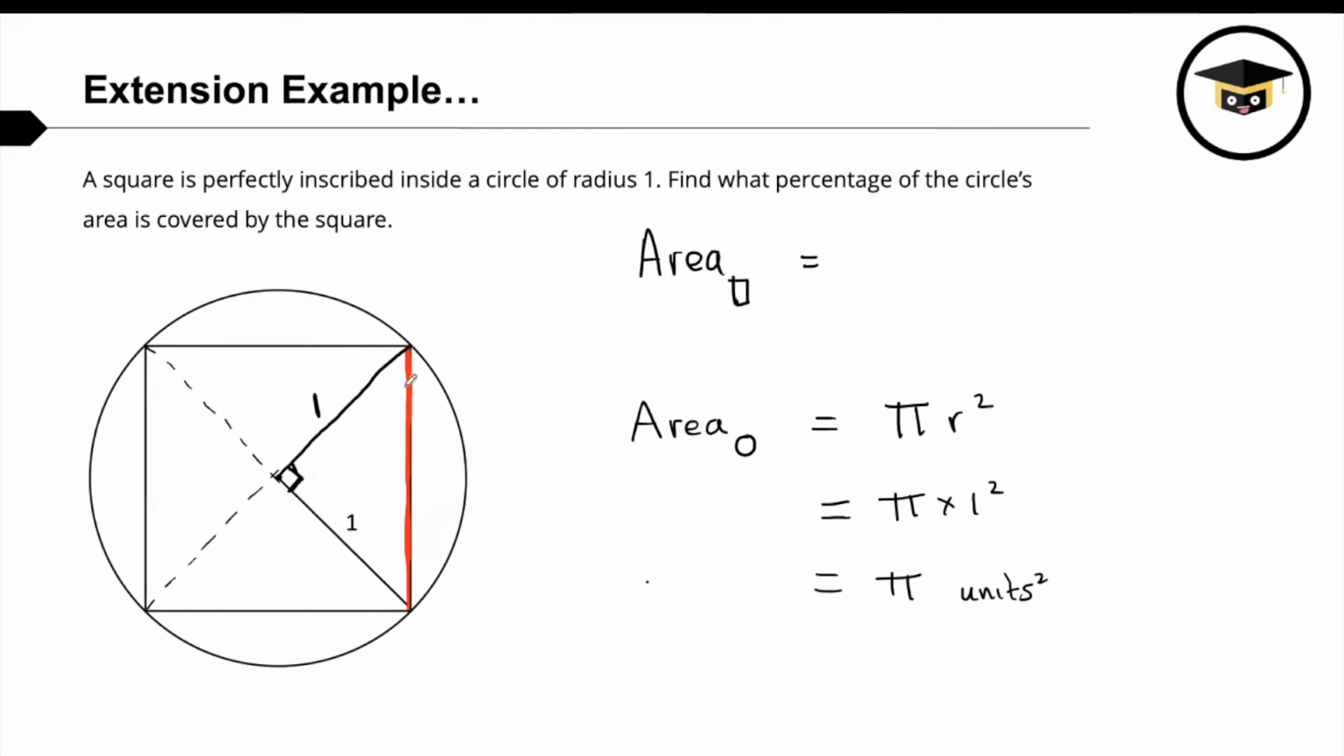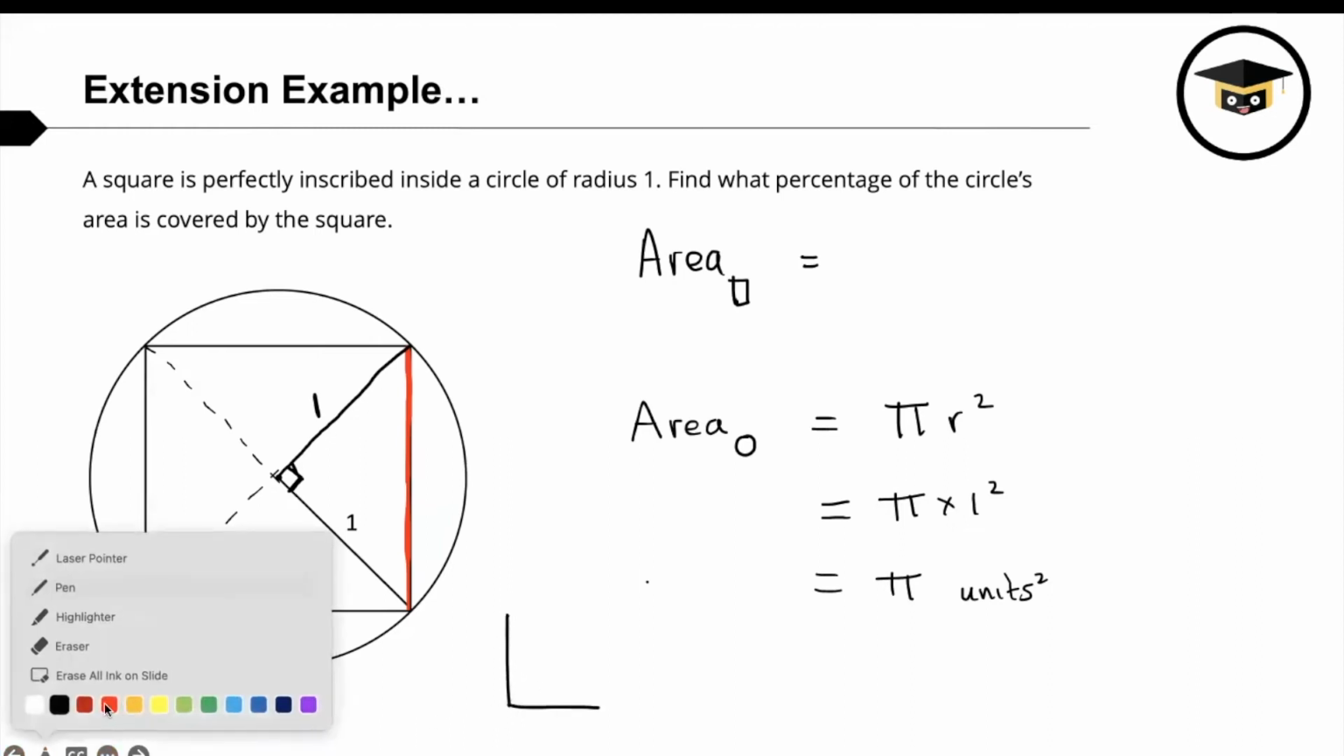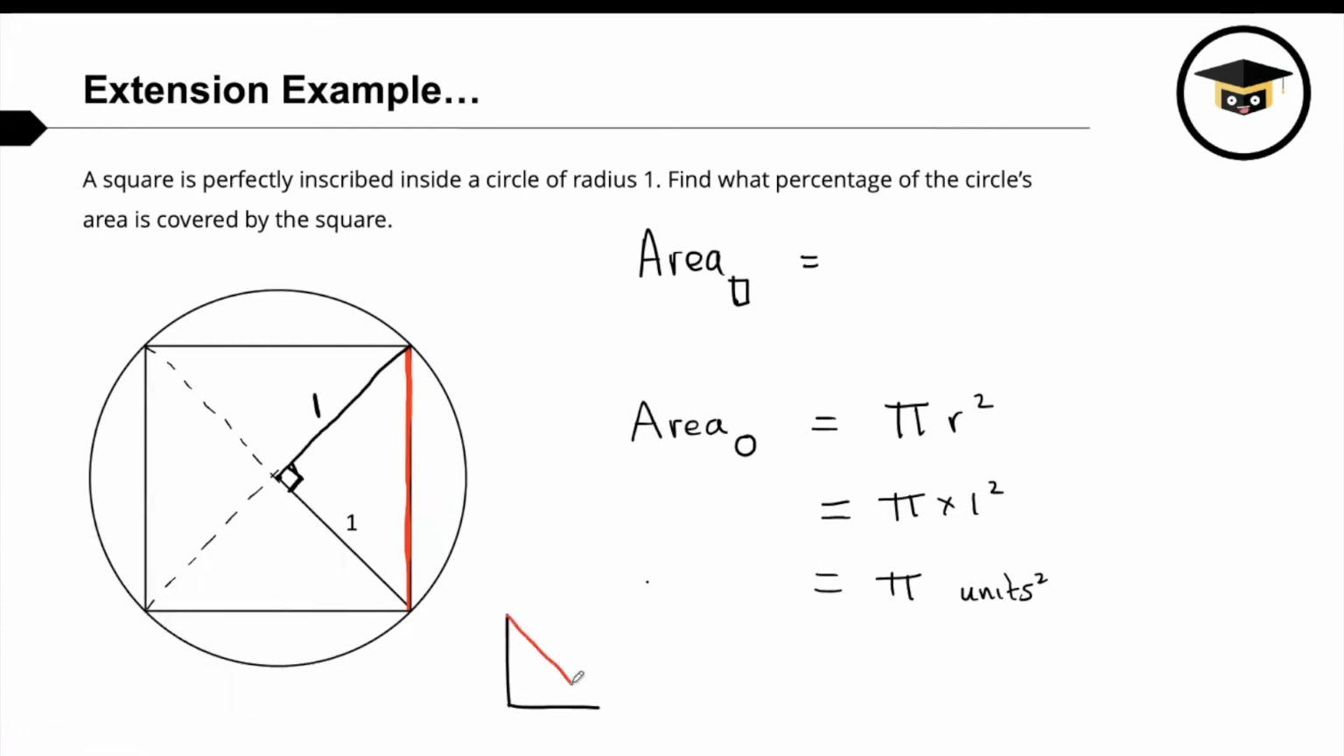Now, you can see the red line is really just the hypotenuse of this right angle triangle. So I'm just going to draw this out over here again. I'll draw it like this so that it looks exactly like what it does on the diagram. So the red line is representing what we want. And we have the right angle, we have 1 unit and 1 unit here. So we're trying to find out the value of x.